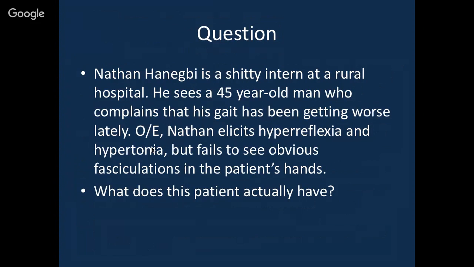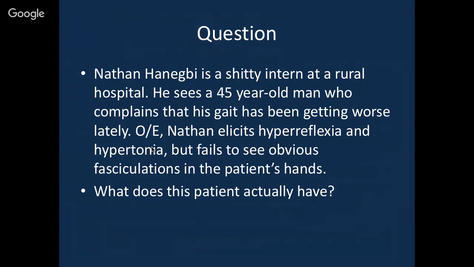Okay, Nathan's a shitty intern at a rural hospital. I really picked on him. He sees a 45-year-old man who complains that his gait has been getting worse lately. On examination, he finds hyperreflexia and hypertonia, but also sees obvious fasciculations in the patient's hands. What does this patient have?